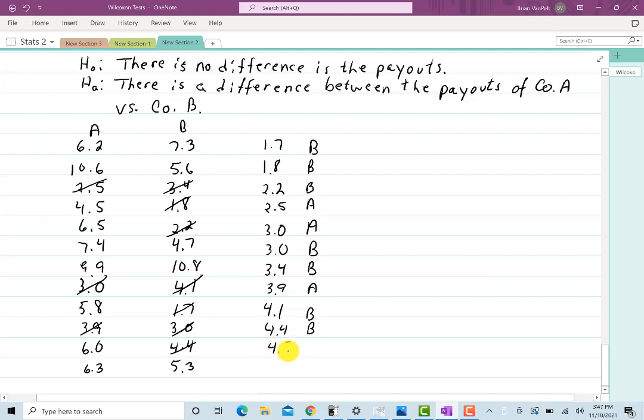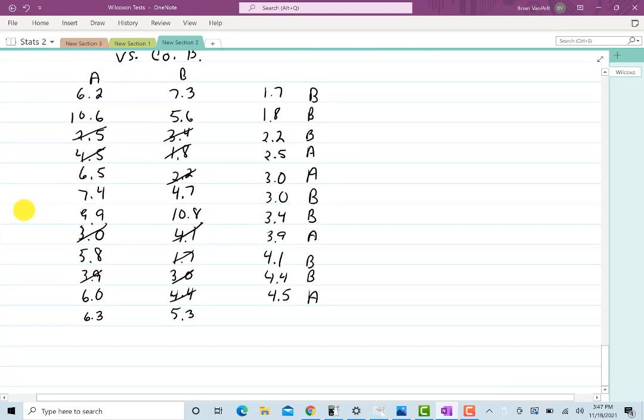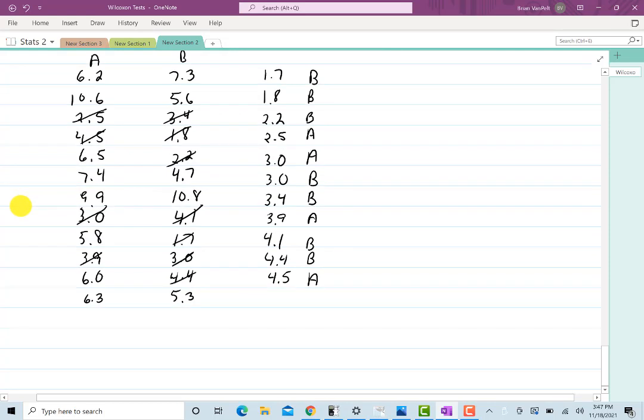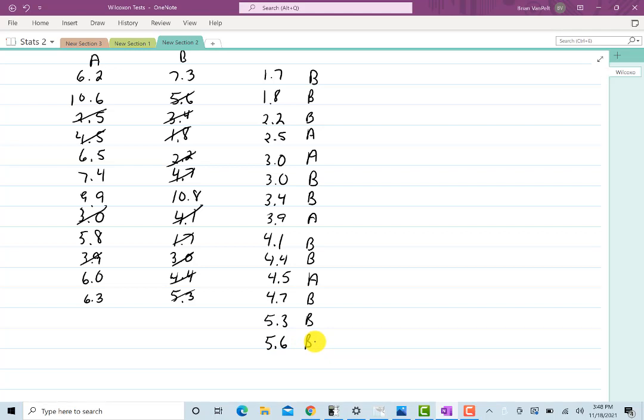4.5. Where was 4.5? That was in company A. Moving on. 4.7. Where was that located at? 4.7 was in company B. And then we had 5.3 in company B. And after that, I have 5.6 in company B. And then we have 5.8 in company A.